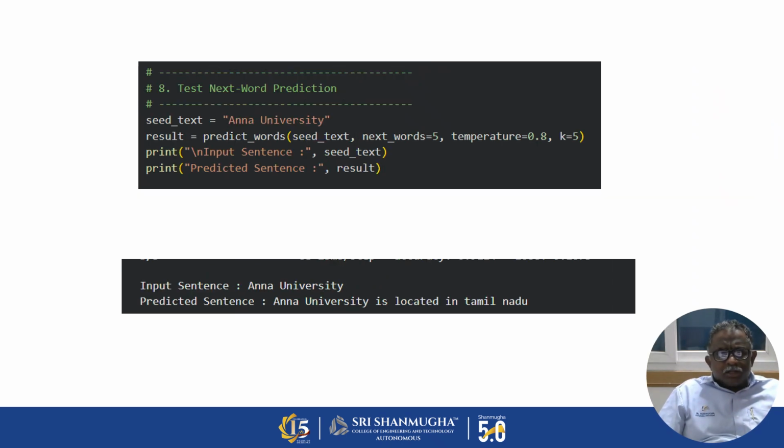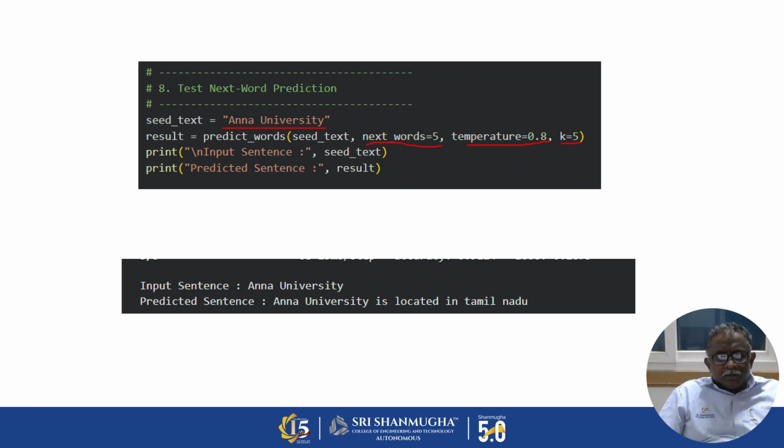So what is it that we have given here? We have given the words Anna University. Okay, this is a seed text I have given. So I'm interested to find the next 5 words. That's why 5 is given here. As I said, for the probability we use temperature. If it is less than 1, it is fine. And we are interested to look at the top 5 probabilities. Okay, top K sampling. So I have given 5 over here.